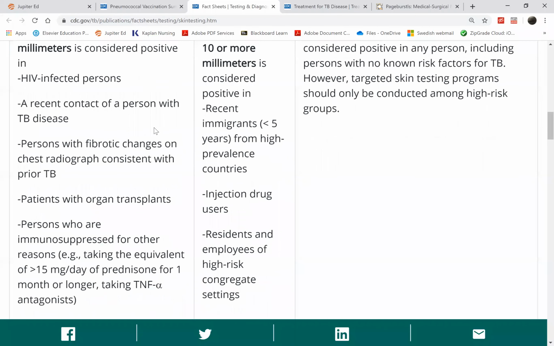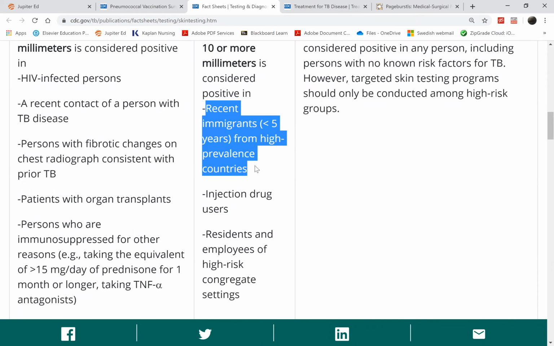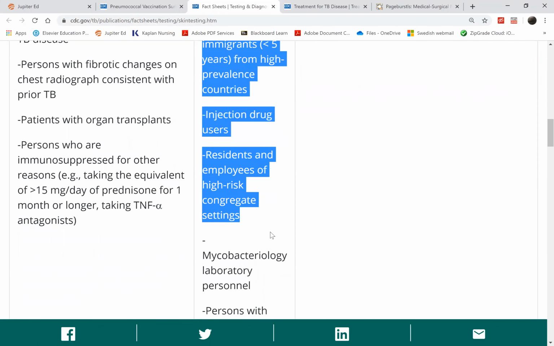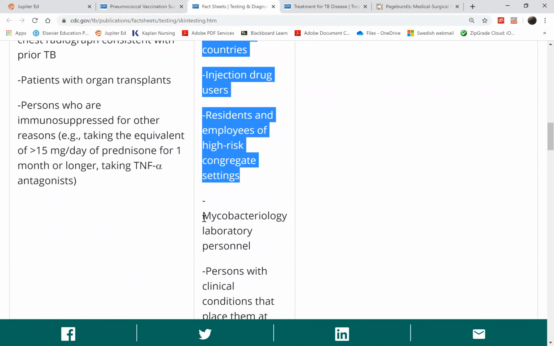If you belong here, so you're either a recent immigrant, and that recent immigration must be less than 5 years from the countries I mentioned earlier. If you're an IV drug user, or you're a resident or an employee of a high-risk congregate setting, namely the nursing home, the prison, psych mental health facility, hospitals, all those. Or you work in the lab wherein you handle the specimens, including the sputum specimens.